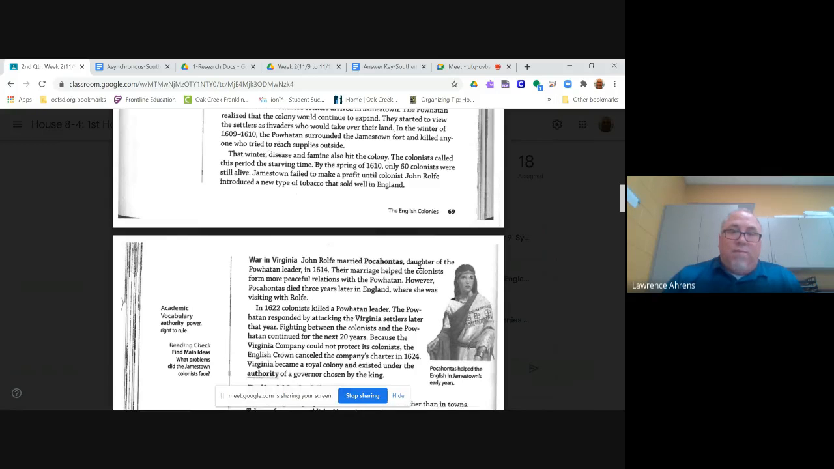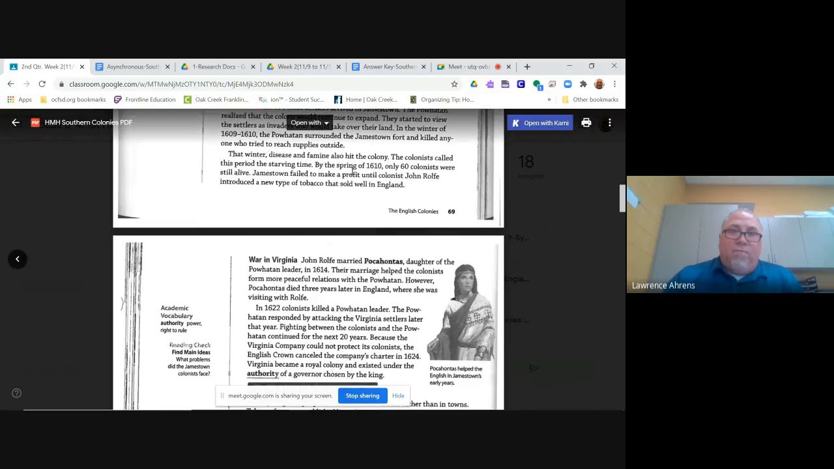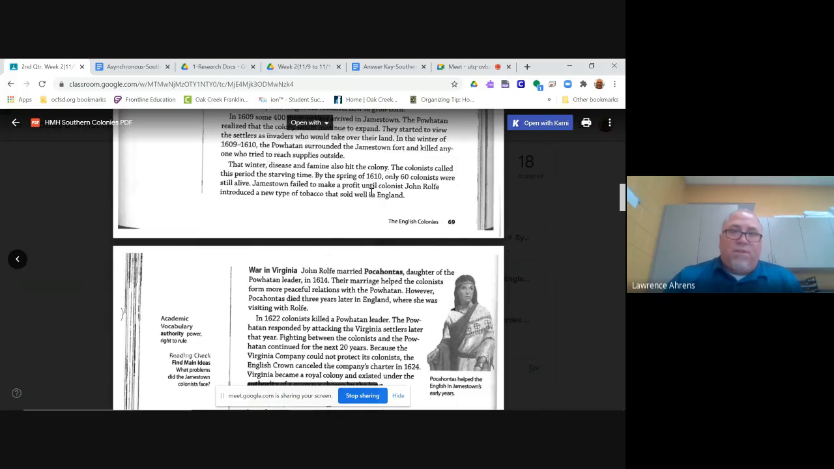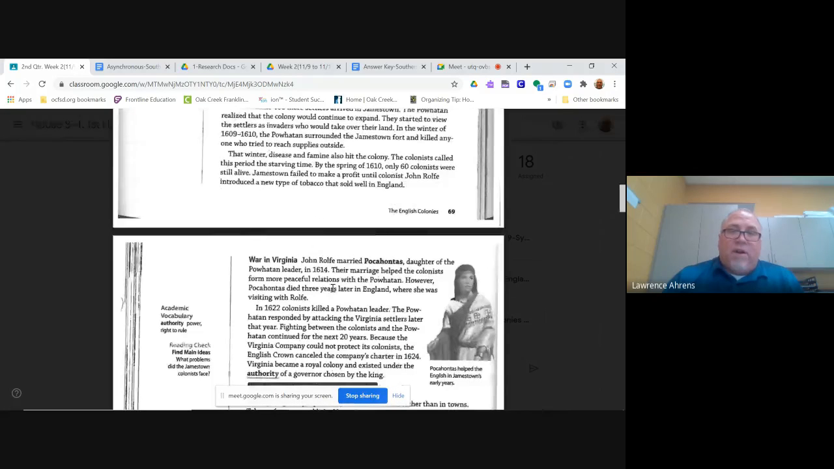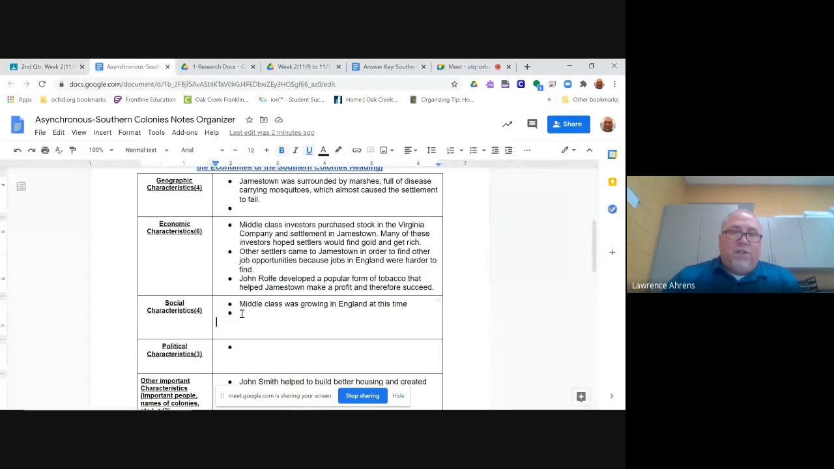So there's something kind of important here, because as we read above, once John Smith was forced to leave the settlement, the relationships with Native Americans soured greatly. And it was not until John Rolfe married Pocahontas that it brought the relationship back. And anytime we have things about relationships, it's probably going to go into our social characteristic. So we're going to give John Rolfe a little bit more credit than just the tobacco process. I'm going to look and see how you spell Pocahontas. I never get this right.